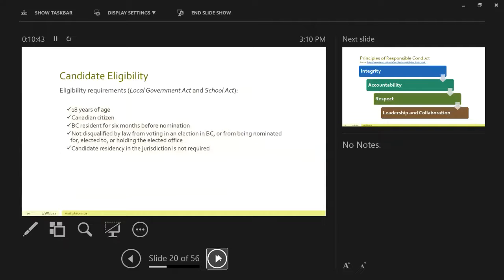So eligibility for both the School Act and the Local Government Act is 18 years of age, Canadian citizen, a resident of BC for 6 months before the nomination, not disqualified by law from voting in an election in BC or from being nominated for, elected to, or holding the elected office, and candidate residency in the jurisdiction is not required.